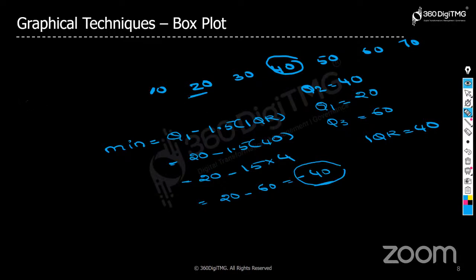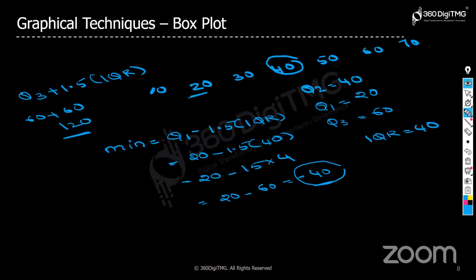Now we have to calculate the maximum. That is Q3 plus 1.5 into IQR. Which means what? Q3 is 60 over here, so 60 plus 60 is 120. The values which are above 120 are treated as outliers. In this particular data, there is no outlier.